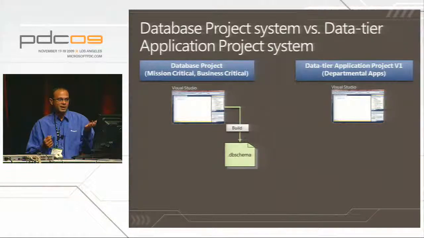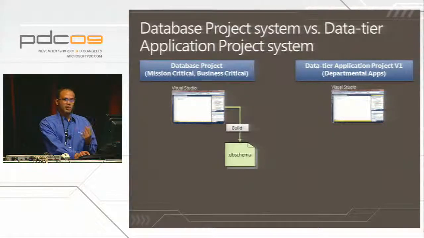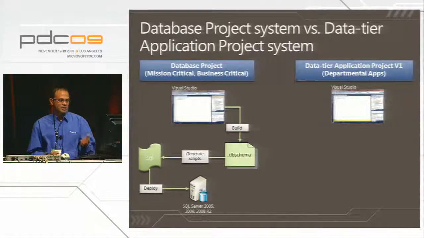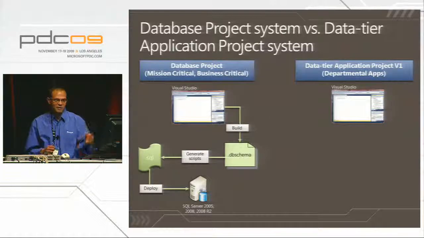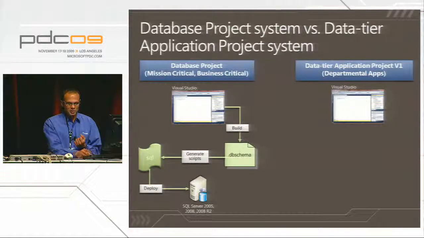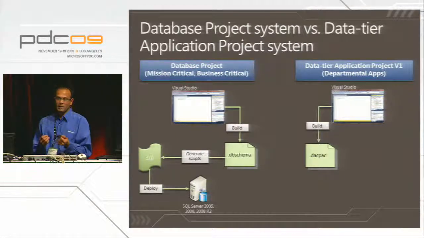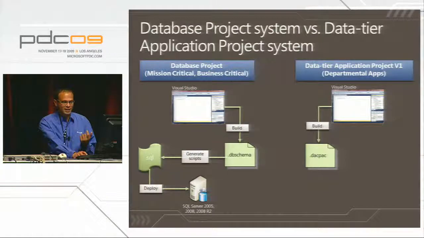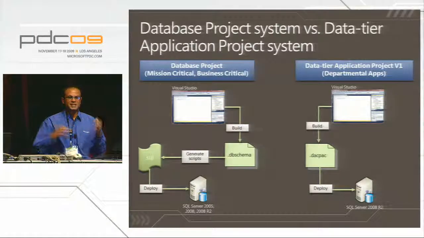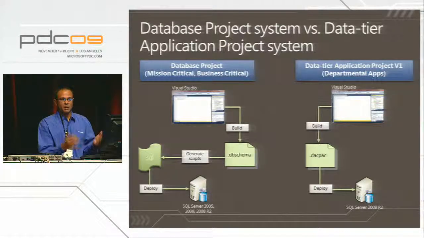When you build a database project, out pops a .dbschema, like today. You do a bunch of script generation from that DB schema, and you take those SQL scripts and deploy them to SQL Server 2005, 2008, R2, and so on. On the right-hand side, you start with Visual Studio, create a new data tier application project, build it, and out pops a .DAC. You take this DAC and deploy it to SQL Server 2008 R2. That is a very high-level comparison of how these two project systems work. Both are available in Visual Studio 2010.